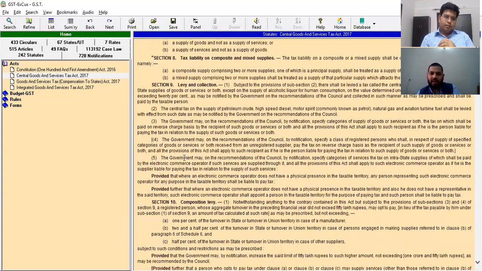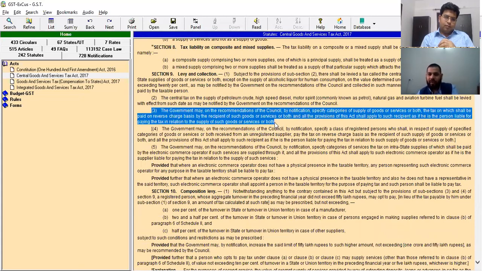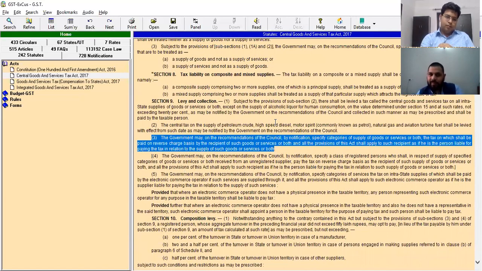The exception has been carved out under section 9 clause 3. I'll read it out. It says, the government may, on the recommendation of the council, by council they refer to the GST Council, which is a constitutional body under article 279A, yes, 279A. So it's a constitutional body, the GST Council. By notification, specify categories of supply of goods or services or both, the tax on which shall be paid on reverse charge basis by the recipient of such goods, services or both.